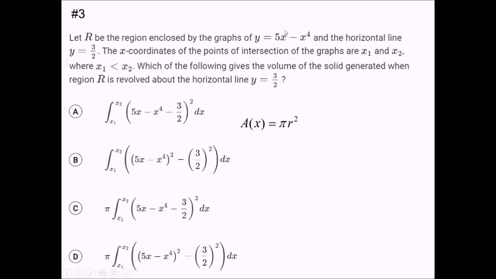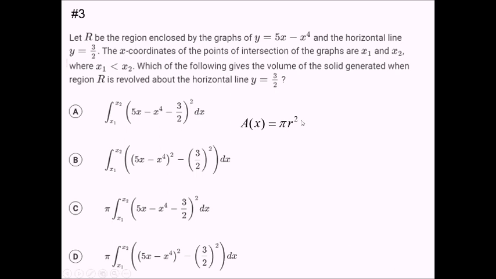Just the way that this is laid out, for most of it, this polynomial is like an upside down parabola, so I'm guessing this is the higher function and this is the lower one. In the end, it doesn't actually matter, because whichever order you subtract them in, you're going to be squaring r, so it's going to come out positive no matter what. But if you look at the answer choices, it looks like the 5x minus x to the 4th is first in pretty much every setup, and the 3/2 is being subtracted. So we're going to go with that direction.